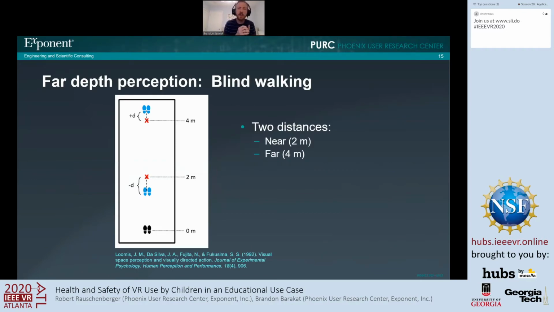For more far distance depth perception, we use something known as the blind walking task, where a participant starts at a starting line. They're allowed to view a target location. They are then blindfolded and they attempt to walk to that target and stop on top of it. And the experimenter then can take a measurement of the difference between where they stopped and where the target actually is. So you get that delta, and you do this multiple times across several trials, and you can do it for both a near and a far target.